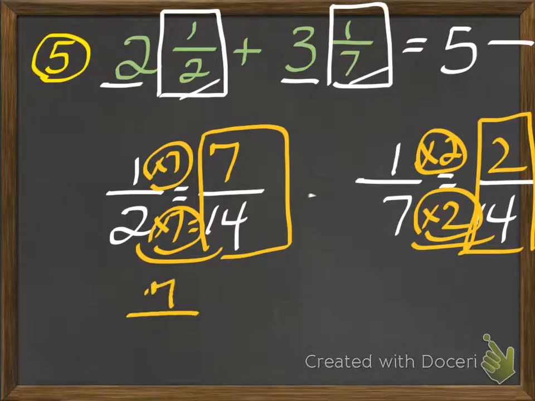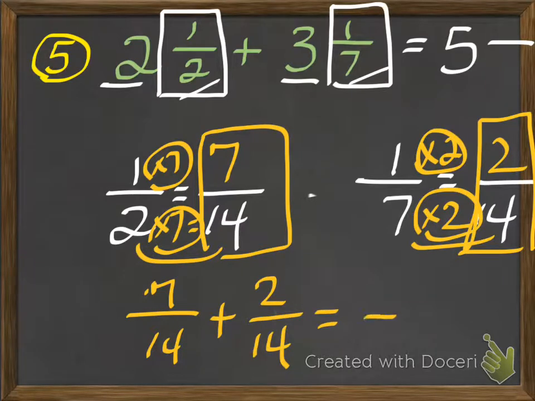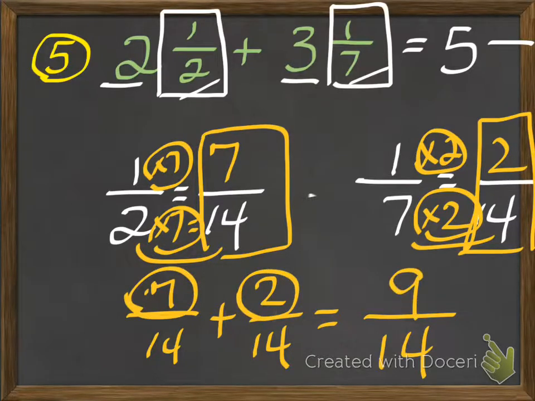So I have 7/14 plus 2/14. My denominator stays the same. It's still 14ths, and I just add the numerators. 7 plus 2 is 9. Okay?